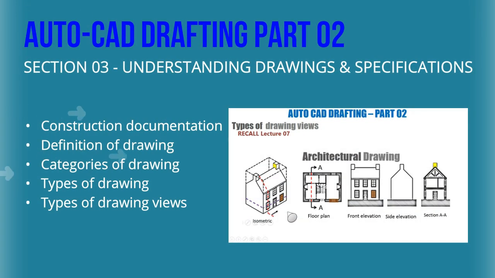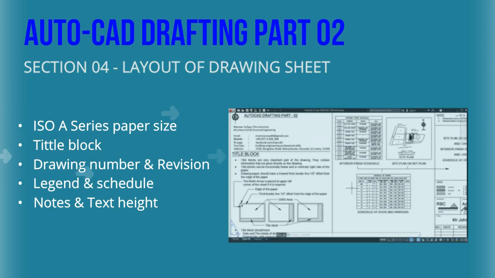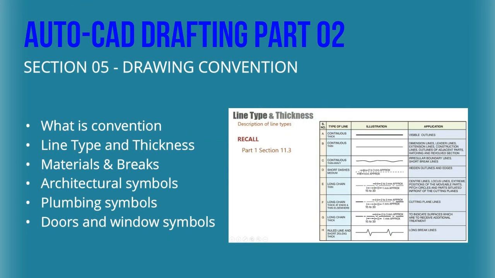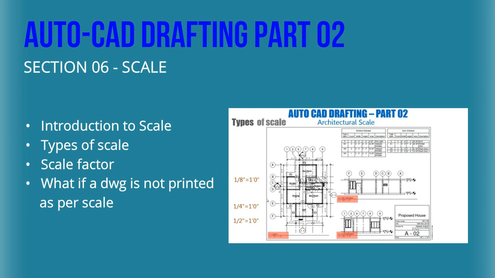Section 3 is about the definitions, categories and types of drawings and specifications. The layout of the drawing sheet will be discussed in great detail in Section 4. We'll discuss drawing conventions such as line type, thickness, materials and symbols in Section 5. Section 6 is about scale. Here, types of scale, scale factor and related practical problems will be discussed.